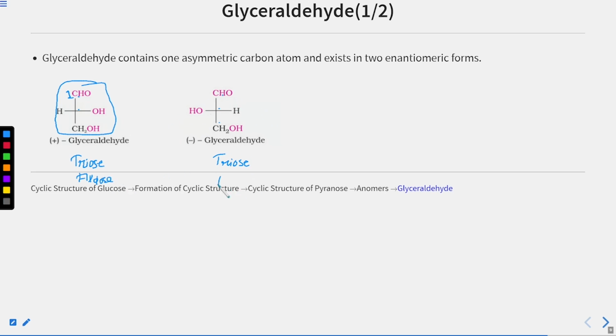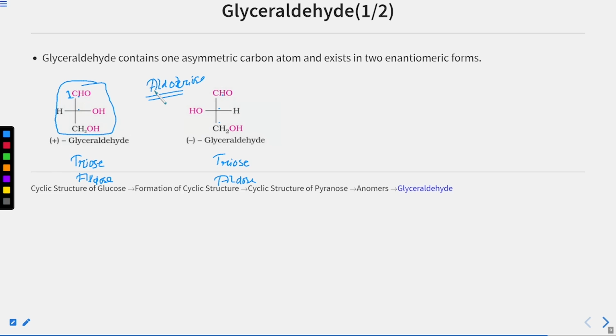Similarly, it will also be aldose. So both are aldotriose. So glucose was aldohexose and this one is termed as aldotriose. So this is the smallest or the simplest member of our carbohydrate family.